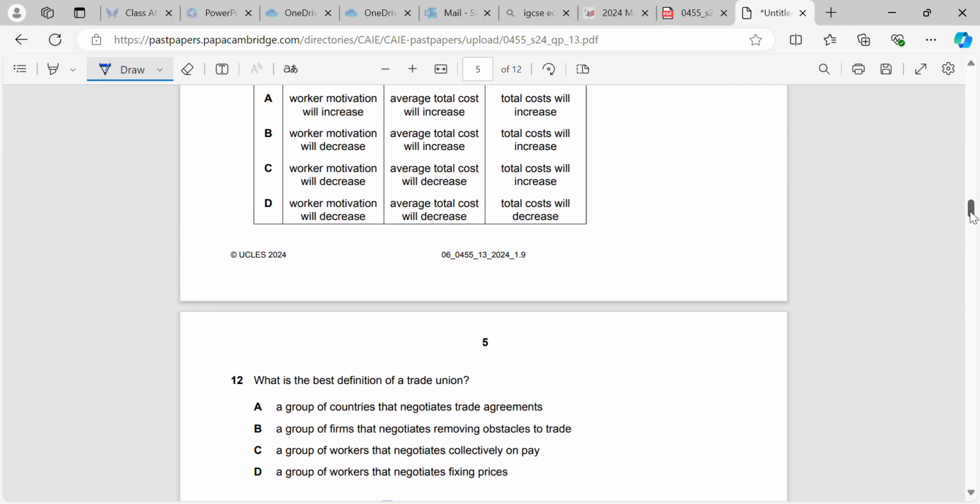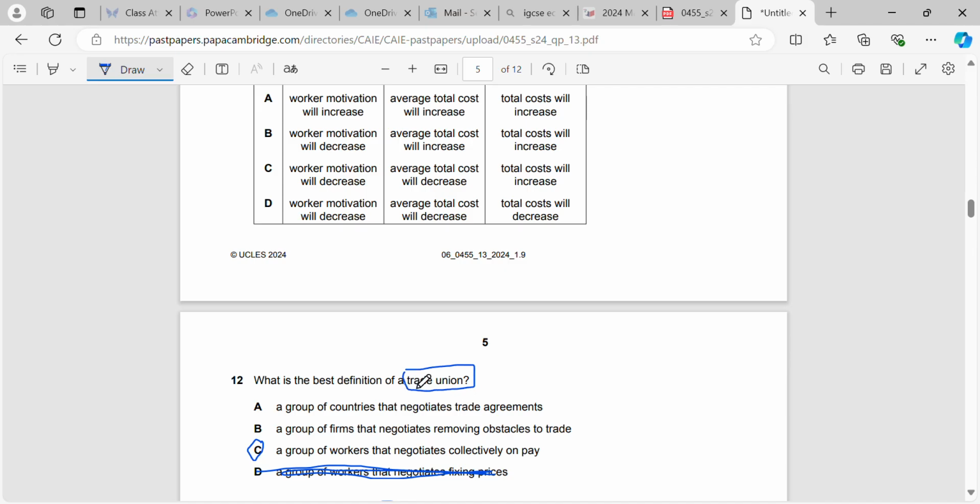Okay, question 12. What is the best definition of a trade union? The best definition of a trade union here is a group of workers that negotiate collectively on pay. A group of workers that negotiates fixing prices, that's not a trade union, that's a form of price gouging. That would be something suppliers may possibly get together to do, but we know a trade union is a collective group of workers who negotiate on pay.